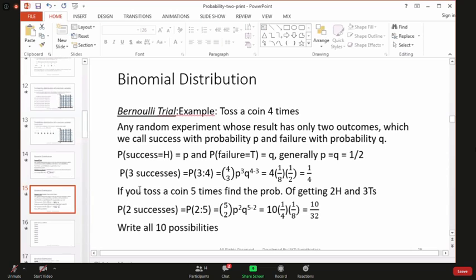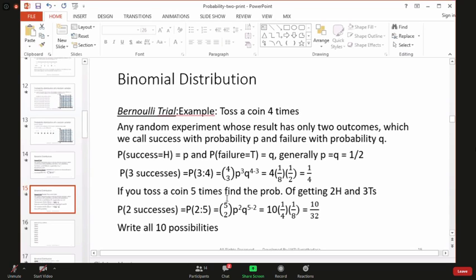Then the probability of getting P or Q, both, is half. So you can now use the formula we have seen in the previous slide to calculate three successes, actually getting 3H. How to get the probability? 4C3, P3, Q to the power 4 minus 3. This is how the binomial distribution is used. If you simplify, you get 1 upon 4.